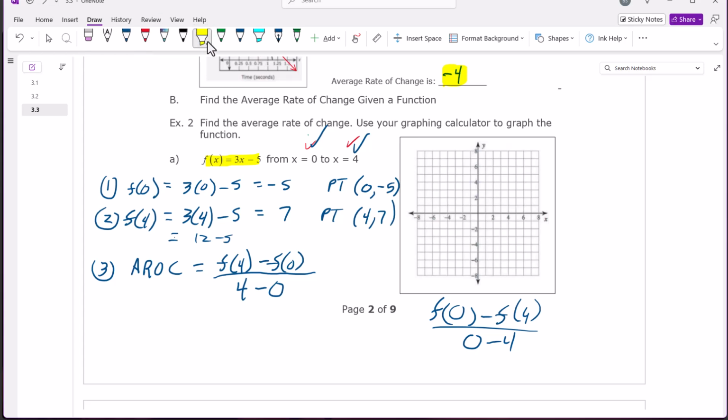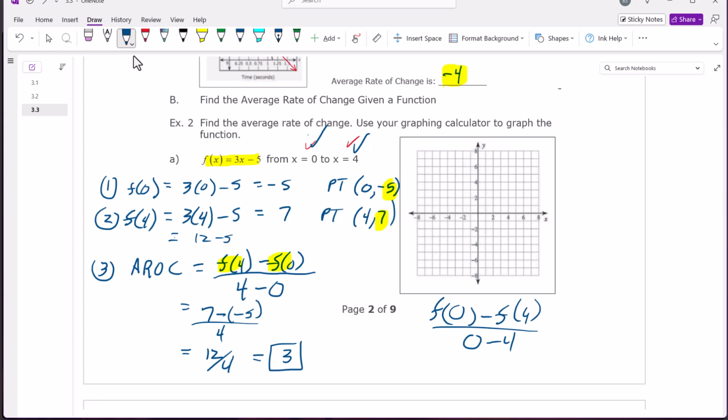Okay, so now if we do this, f of 4, we found out that that was 7. F of 0, we found out that was -5. So we just work out 7 subtract -5. 4 minus 0 gives you 4. So this would be 12 over 4. That would give you an average rate of change of 3.